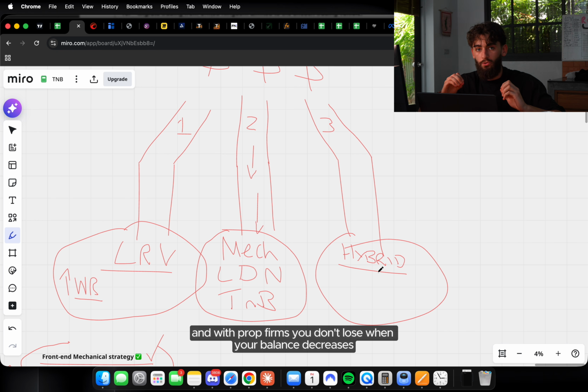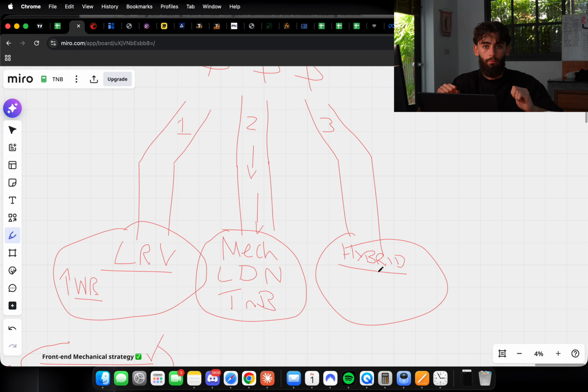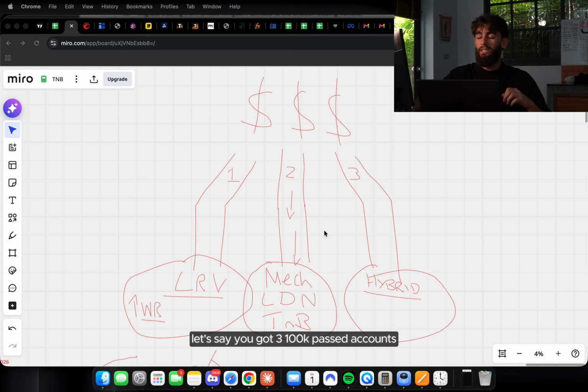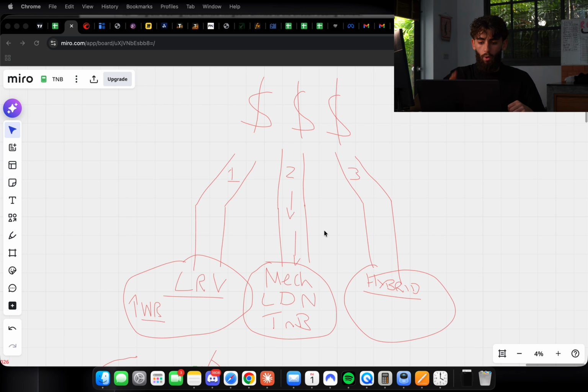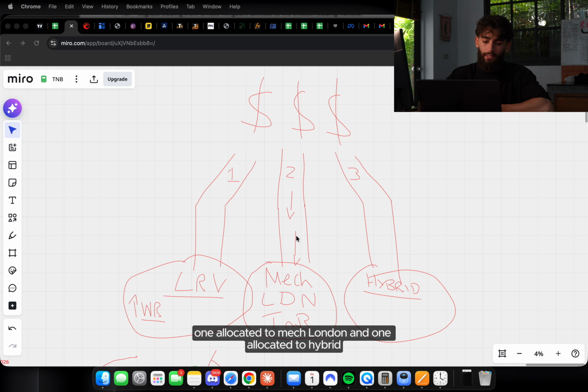And with prop firms, you don't lose when your balance decreases. Your balance just decreases because it's a simulated environment. Let me give you a great example of this. Let's say you've got 300K past accounts. You've got 1 allocated to LRV, 1 allocated to Mech London, and 1 allocated to hybrid.